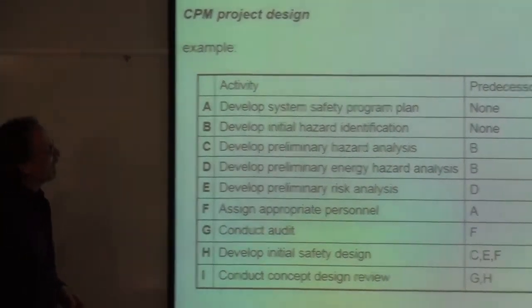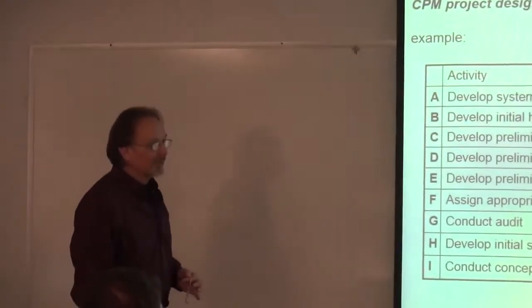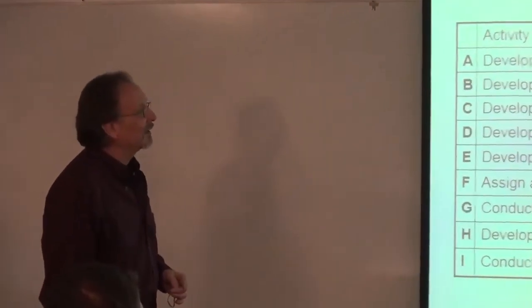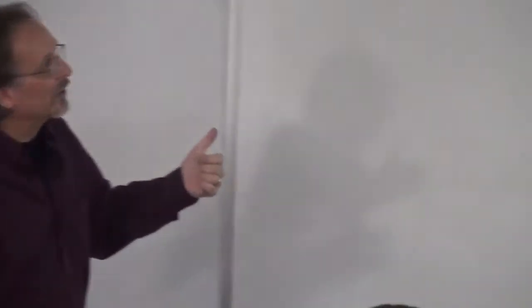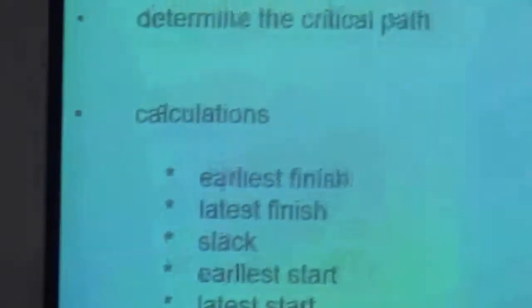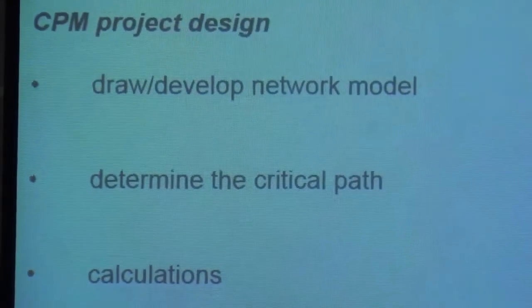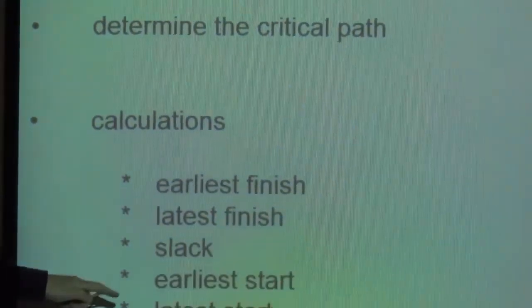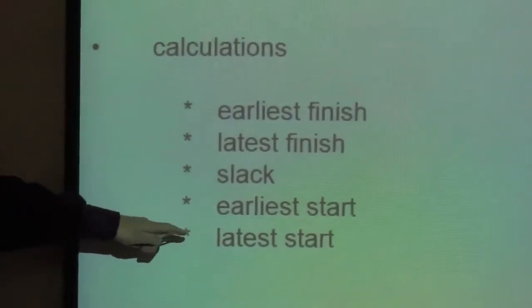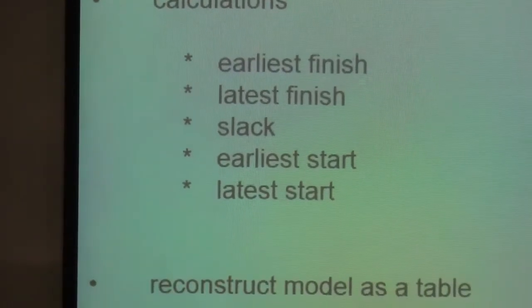The objective of this method is to try to define what the critical path is. In other words, what do we have to do exactly on time in order for the project to be completed in the time allotted, in the time that we estimate. And to do that, you use a graphical approach. First you build your network model and your critical path, and then you need the earliest finish, latest finish, the slack, which I'll define, and it's probably pretty obvious, earliest start and the latest start for each one of the activities.